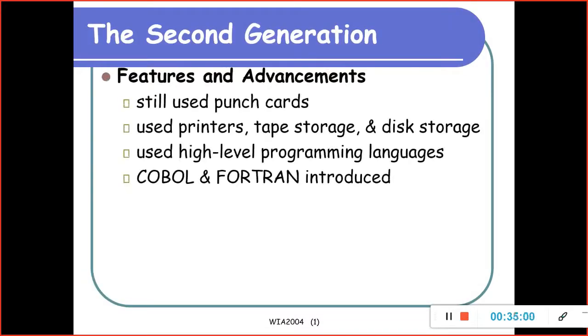Also, the second generation still used punch cards for batch jobs. We call that one by one: you have to wait for one job to finish before you can execute the others. They used punch cards, printers, tape storage, and disk storage, and high-level programming languages like COBOL and Fortran.